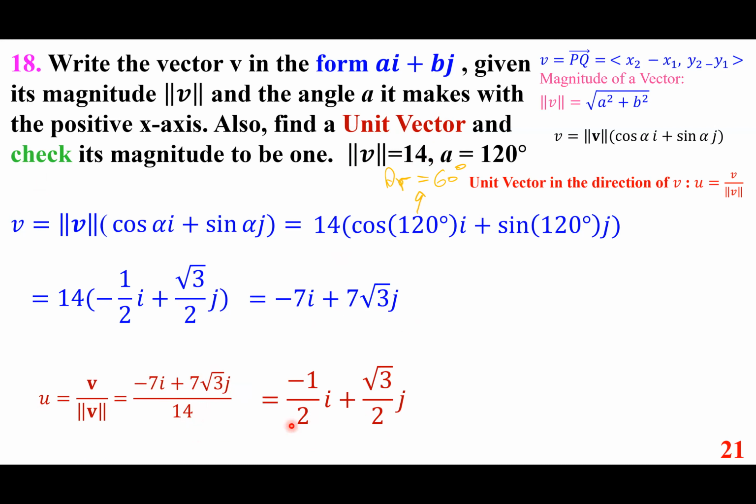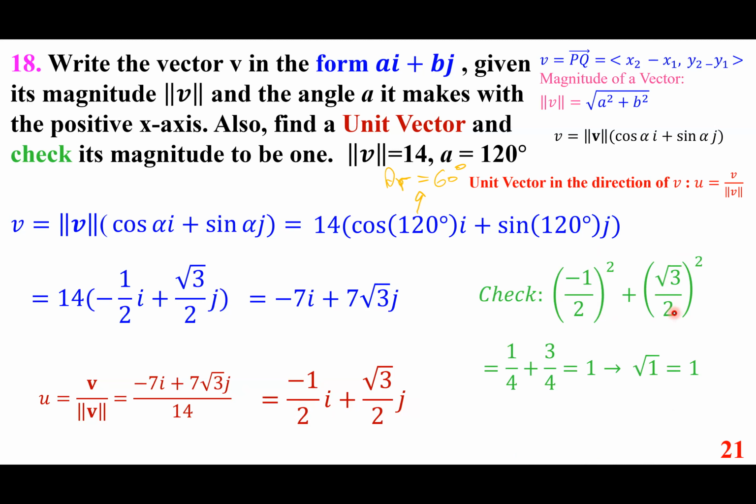To check, you square this number and this number to find the magnitude of this new vector, which must be 1. So when we square this, plus square this, this gives us 1/4. This gives us 3/4, which is 1, and square root of 1 is 1. So you can easily prove that, and that's really a good way to check.